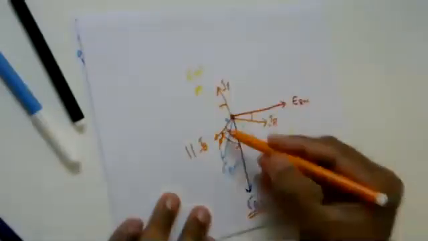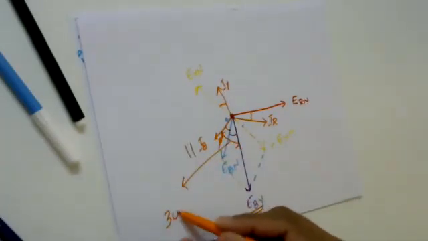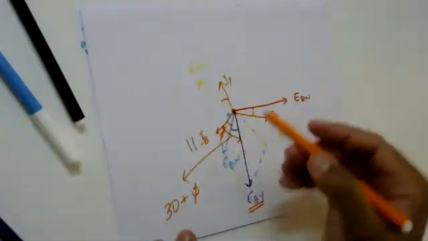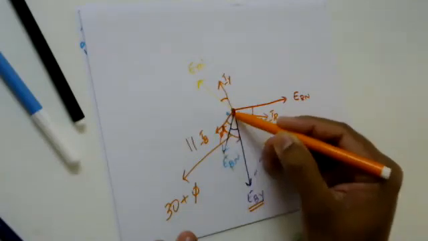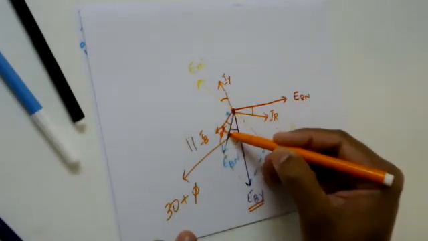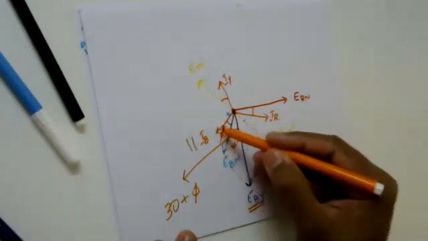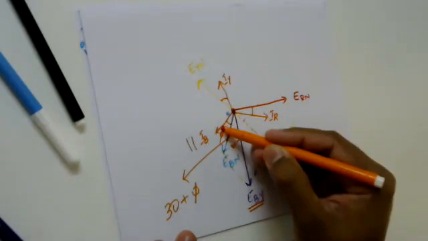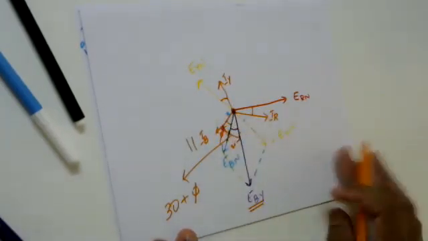So this angle is nothing but 30 plus phi. Why is this 30 plus phi? This angle is phi, the angle between the voltage and the current, and this angle is 30 degrees. Since I want this whole angle, it is 30 plus phi. Understanding? 30 plus phi.